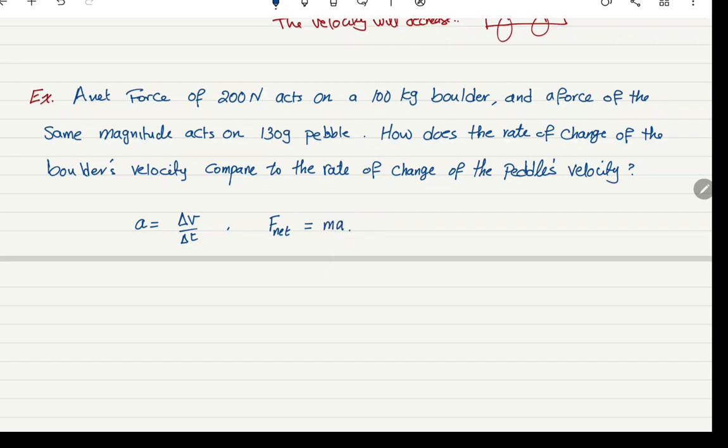So the acceleration of the boulder is less than that of the pebble for the same applied force because the boulder is much more massive. So the answer to this question is less than. Example.